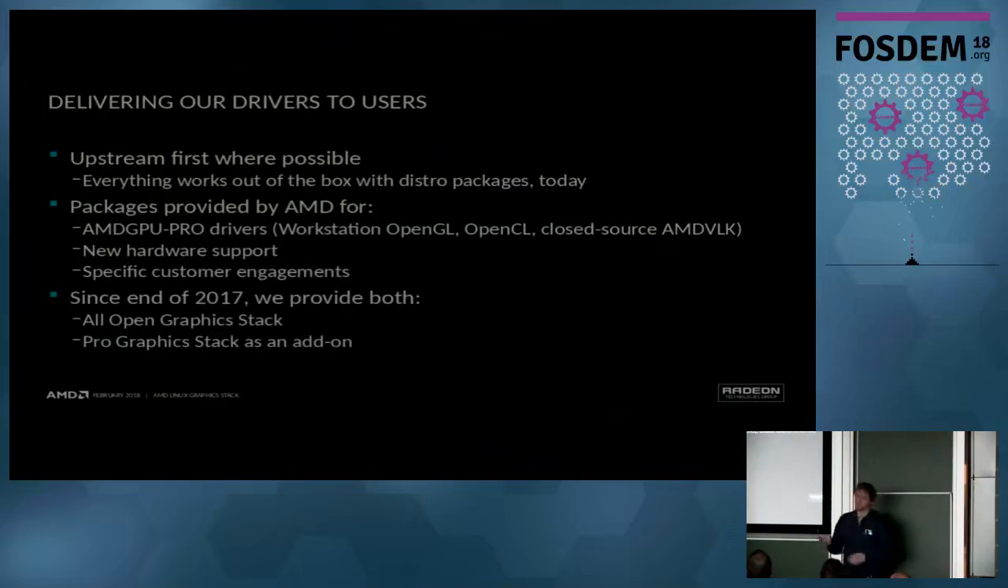But there are some cases where we need to provide our own packages. This happens because of specific customer engagements maybe. It happens when new hardware comes. New hardware doesn't always align with when the distributions pull from upstream. So for that, we have our own package that we provide. And since the end of 2017, we provide them as a kind of layered approach where there is an all open source core onto which additional closed source packages may be installed.